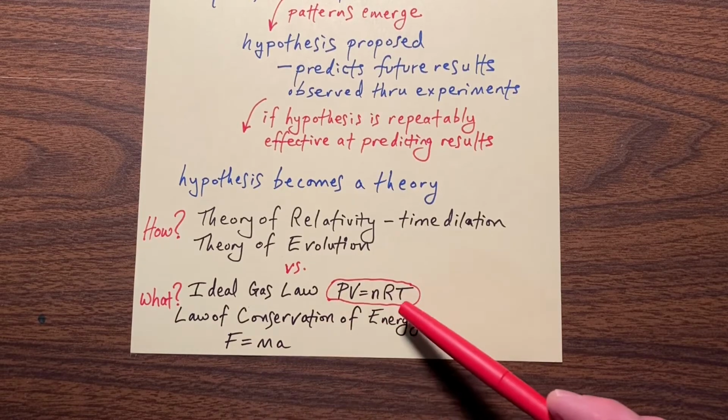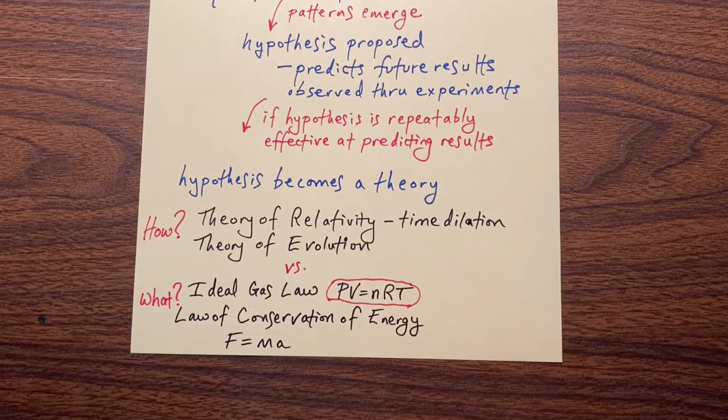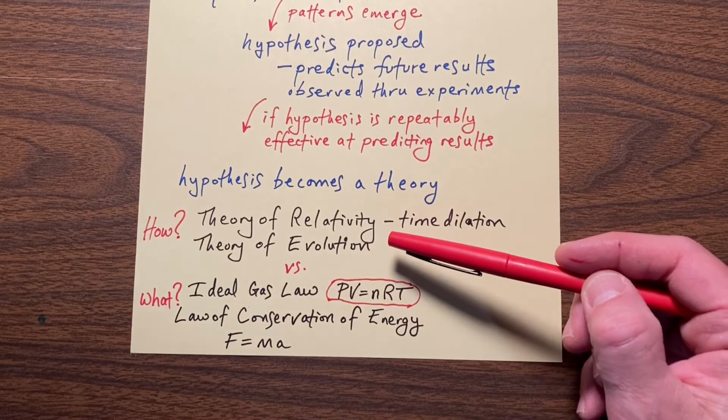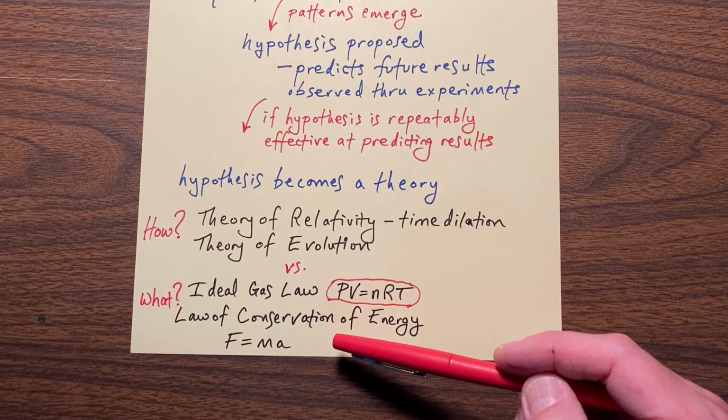These are understood to be always true. The law of conservation of energy, the whole universe obeys that. There's only so much energy in the universe, we just convert it from one form to another. So that's the difference between a theory and a law. A theory explains how something happens, and a law explains what happens.